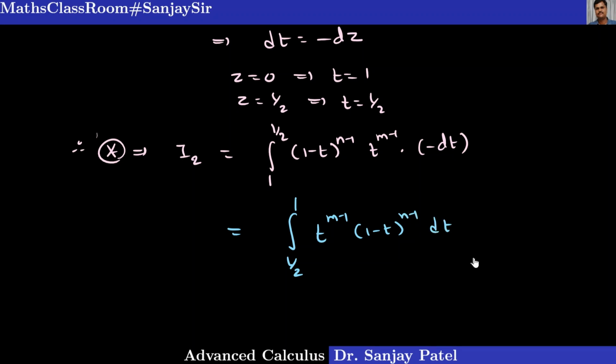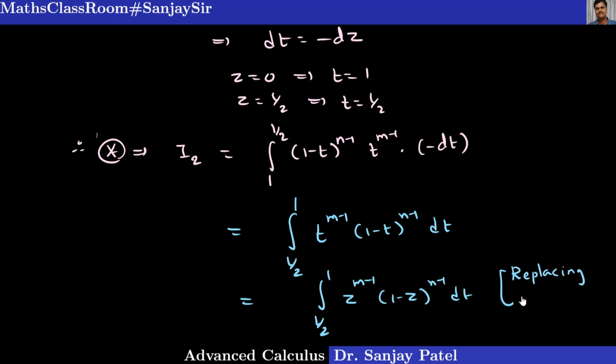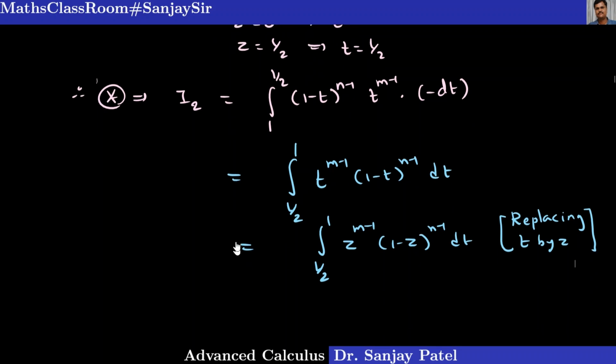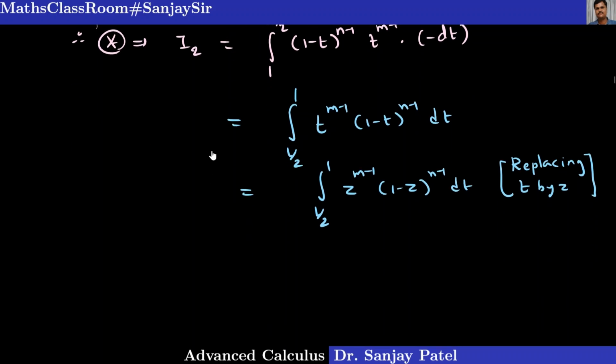Correct? Which, again just replacing the dummy variable t here, I can rewrite as integral 1 by 2 to 1 z raised to m minus 1, 1 minus z raised to n minus 1 dz. What we have done is not a substitution now, it is just a replacement of the variable t by the new variable z. Remember, in a definite integral the variable is not important, so you can replace it anytime you want. So this is my I2.